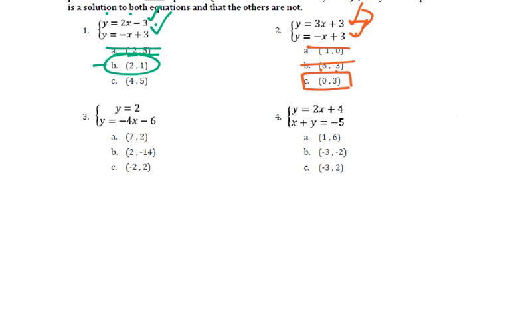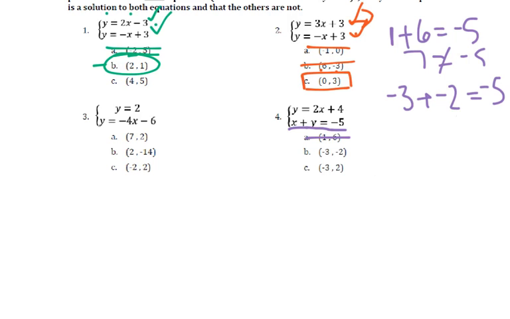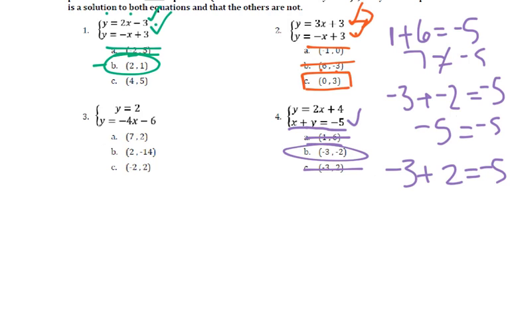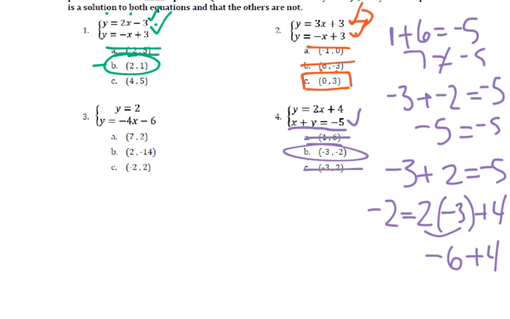Okay, so number 4. So we've got a standard form equation. Let's deal with that one first. So 1 for x, 6 for y. Does that equal -5? Nope. So I know A is not it. Try B. -3 for x, -2 for y. Does it equal -5? Yep, add them together. It works. B works for that second one. What about C? -3 for x plus +2 for y. Nope. So I know it's not C, so our answer is going to be B, but let's just double check in our first equation, because we skipped to the second. -2 for y, 2 times -3 for x. 2 times -3 is -6 plus +4 is -2. So yep, that one worked.